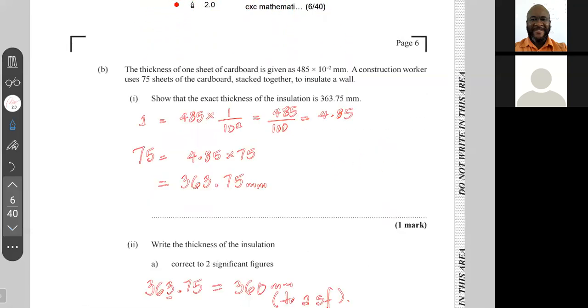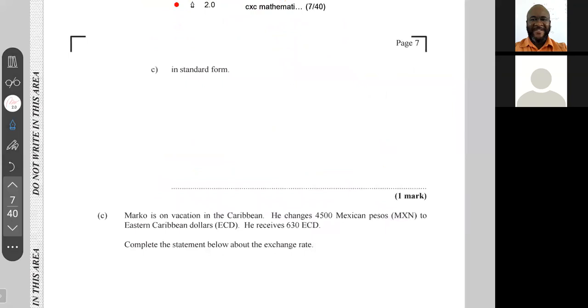Let's turn the page. We're asked to write the same number in standard form. So it's 363.75 in standard form. Now, when you write a number in standard form, the decimal point must come immediately after the first significant figure. The first significant figure is 3. The decimal point must come after the first 3. In other words, the decimal point is going to come between the first 3 and the 6.